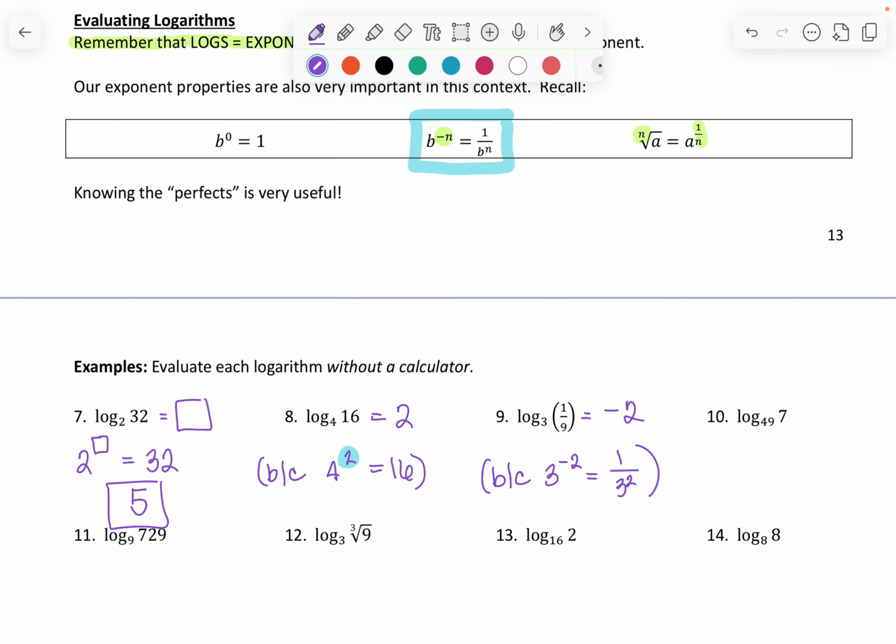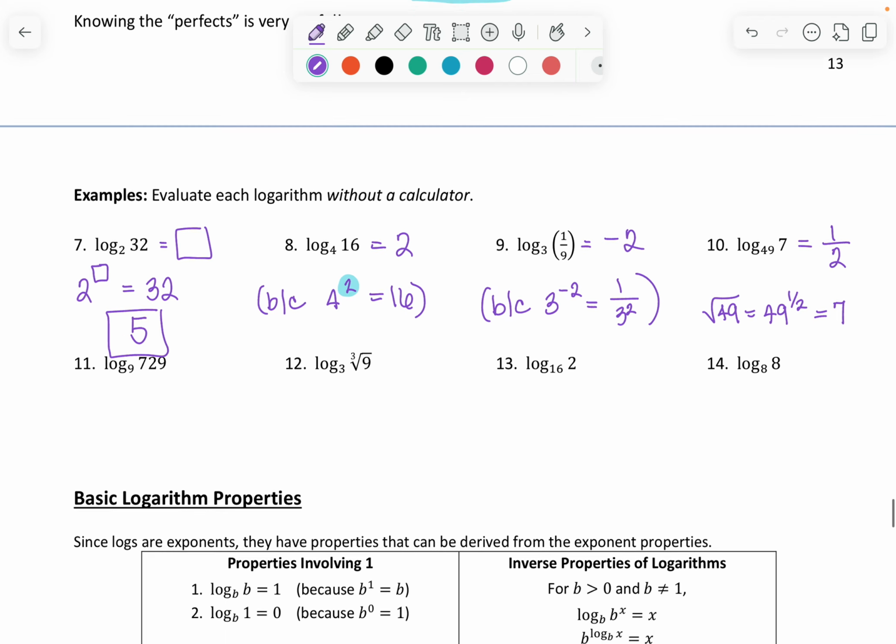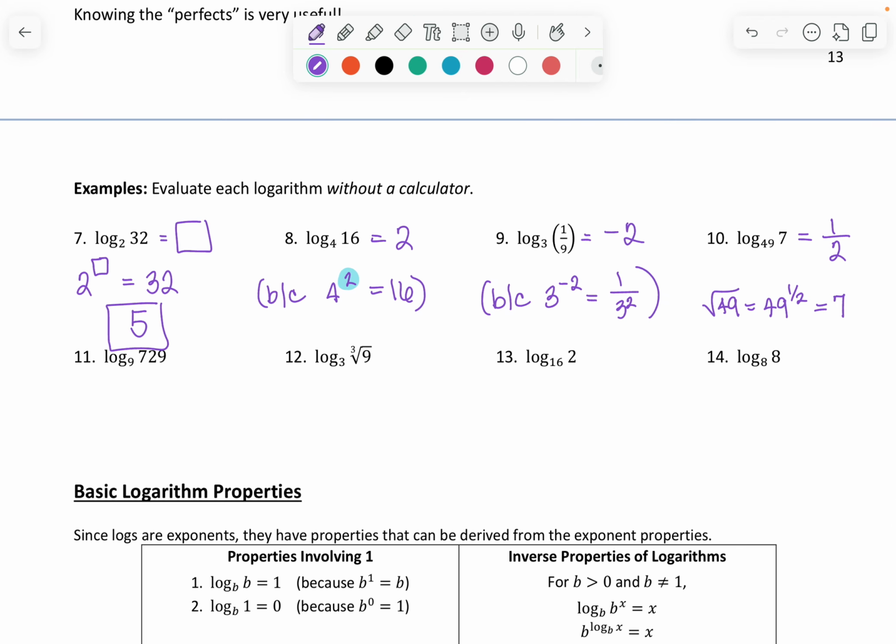Number 10 is a little bit tricky as well. So this is asking us, if the base is 49, what exponent makes 7? Well, I don't necessarily know an exponent, but I do know that the square root of 49 is equal to 7. And the square root can be represented by the 1/2 power. Okay, so I know that the square root of 49 is the same thing as saying 49 to the 1/2 power, and that is how we get 7. So with those ones that appear like radicals, that gets a little bit trickier. So you will need to use your perfects chart.